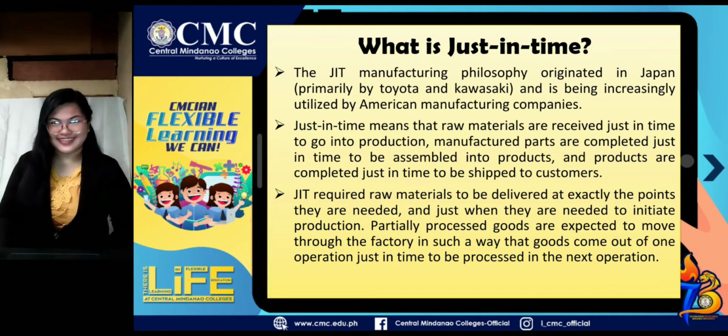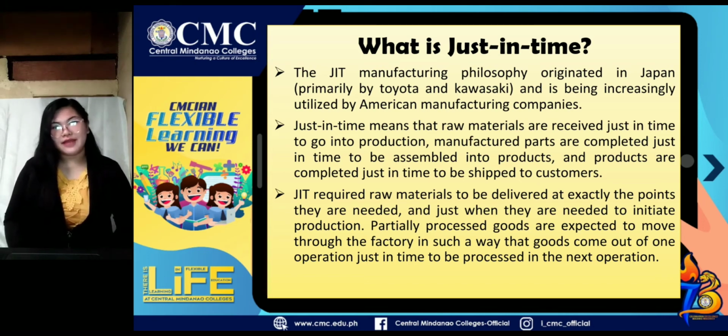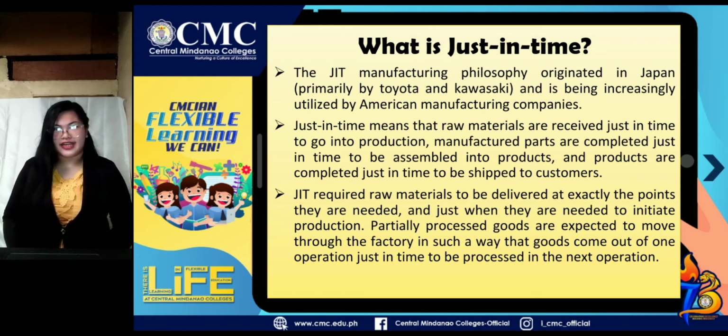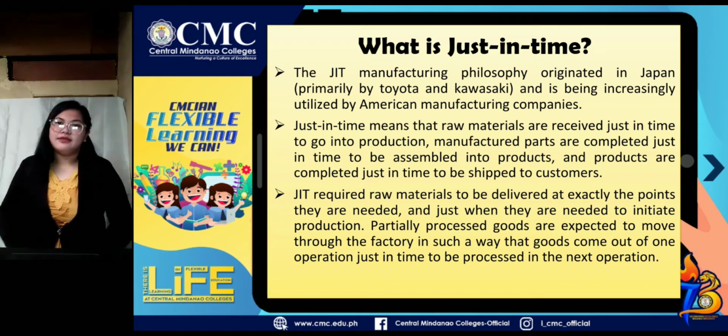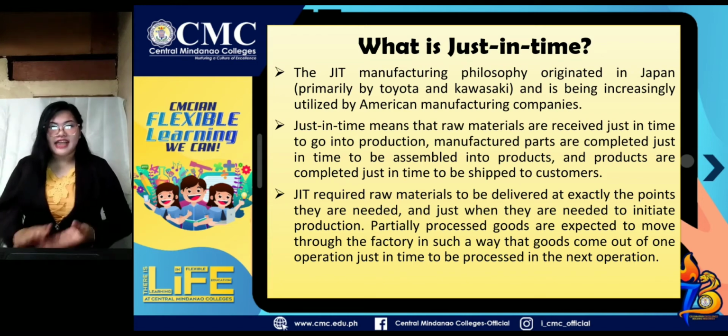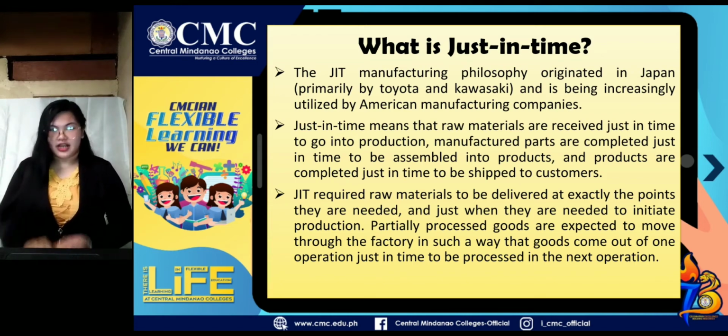So, what is just in time? The JIT manufacturing philosophy originated in Japan, primarily by Toyota and Kawasaki, and is being increasingly utilized by American manufacturing companies. JIT means that raw materials are received just in time to go into production. Manufactured parts are completed just in time to be assembled into products, and products are completed just in time to be shipped to customers. JIT requires raw materials to be delivered at exactly the points they are needed, and just when they are needed to initiate production.